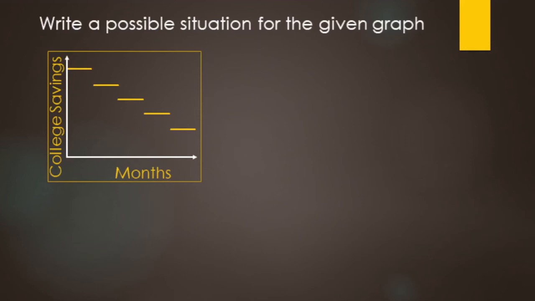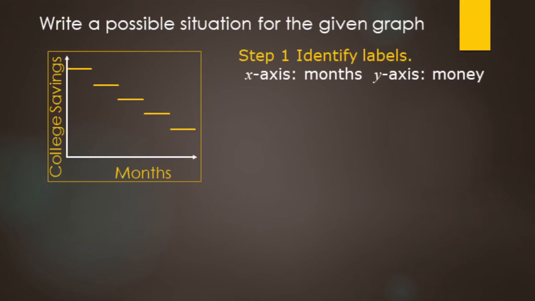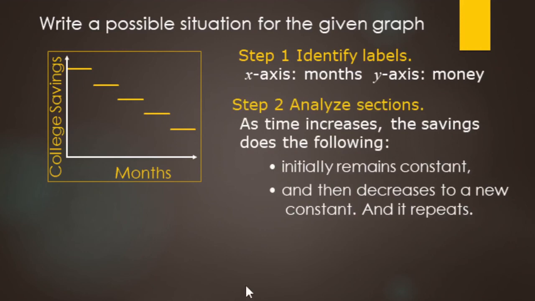So go ahead and take a minute, pause the video, write a quick possible situation for this graph here. So here we have college savings versus number of months. That's going to be our variables. It's going to be months versus money. And so our situation that we could do is we look at it, well, it stays constant and then drops, and then stays constant, then drops, stays constant, then drops. And then it keeps repeating that.